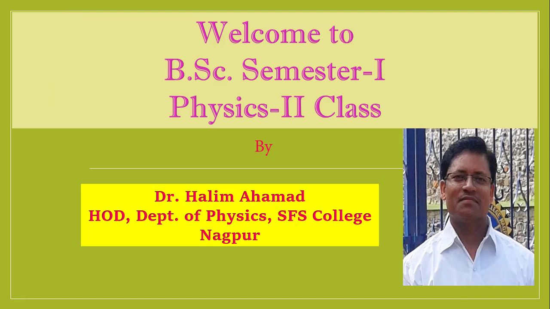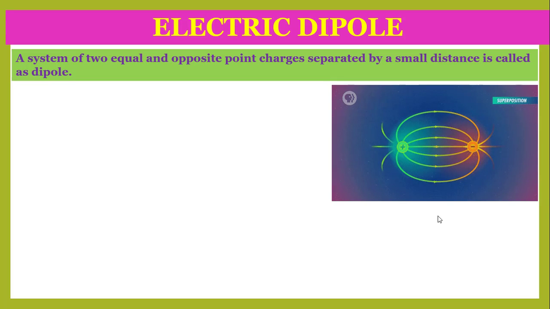Okay, so we were talking about the electric dipole. A system of two equal and opposite point charges separated by a very small distance is called an electric dipole. The condition is that they should be point charges, and they should be separated by a small distance.